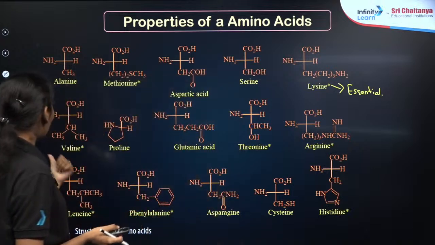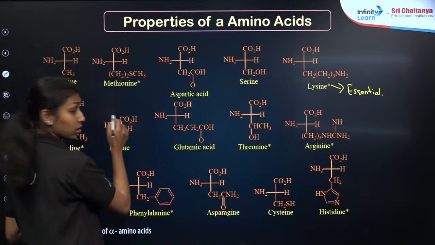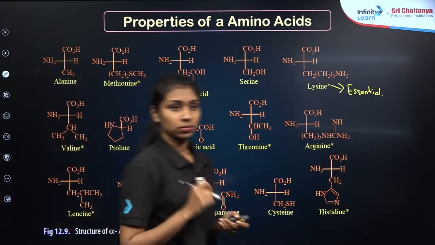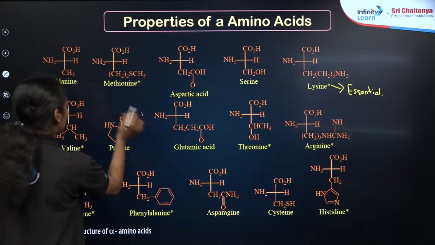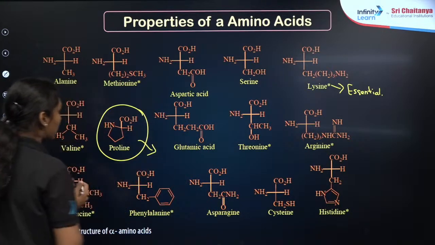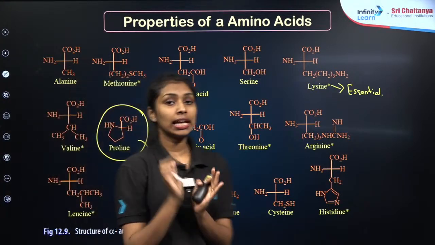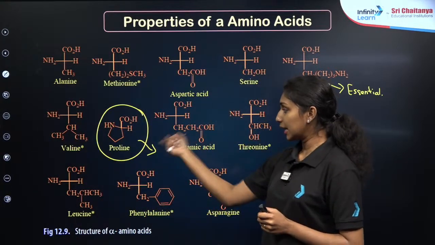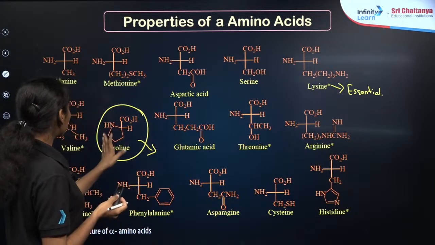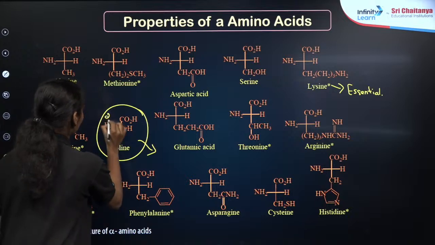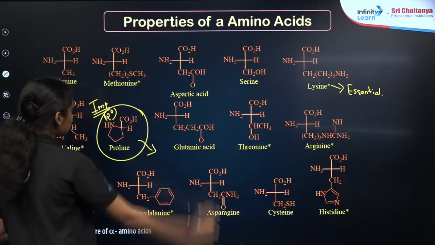Then what about the next one? Valine, an essential amino acid here. Proline, this is an exceptional case, as I already mentioned. This is an alpha amino acid. As compared to all the alpha amino acids, there is one exception: in the case of proline, this is our NH2 group, but this NH2 group is connected to 2 carbon atoms, so this is a secondary amino group. This should be very important. Clear?